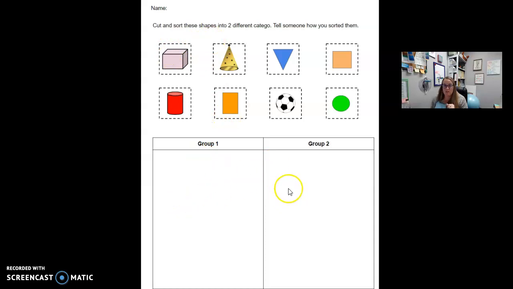If you're at home and you don't have this paper, you're able to drag them into group 1 or group 2, but make sure you still tell someone how you sorted them. After you're done, make sure you take a picture and you upload it to Google Classroom.